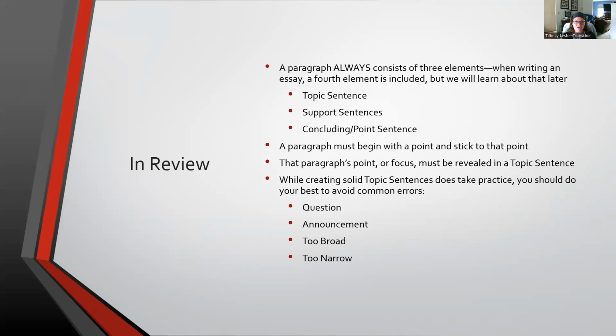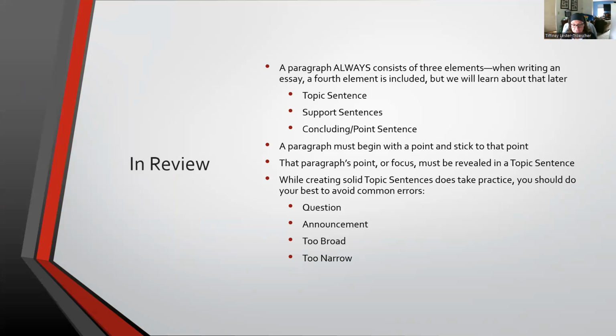So remember, a paragraph always has 3 elements. Sometimes 4, but definitely 3. Topic sentence, support sentences, and your concluding or point sentence. We know that a paragraph has to begin with a point and stick to that point. That point or focus must be revealed in the topic sentence.